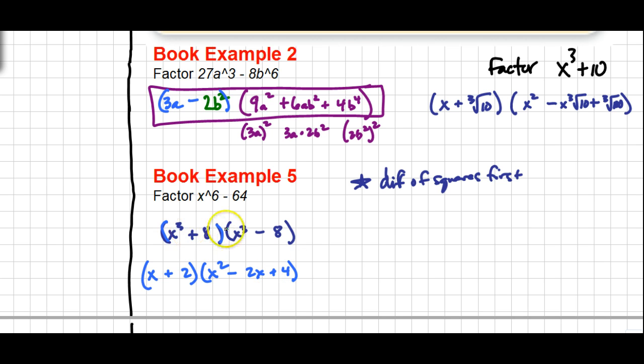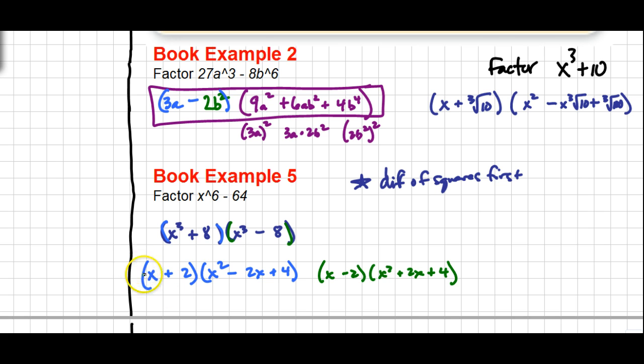Now I'm going to do the second one, and I'm going to do that one in green. It's going to be the same answer, so I'm just going to rewrite it, but this time it's going to have a minus at the beginning. So that's going to be x minus 2, and then the rest of the answer is going to be the same, just with a plus here. So x squared plus 2x plus 4.